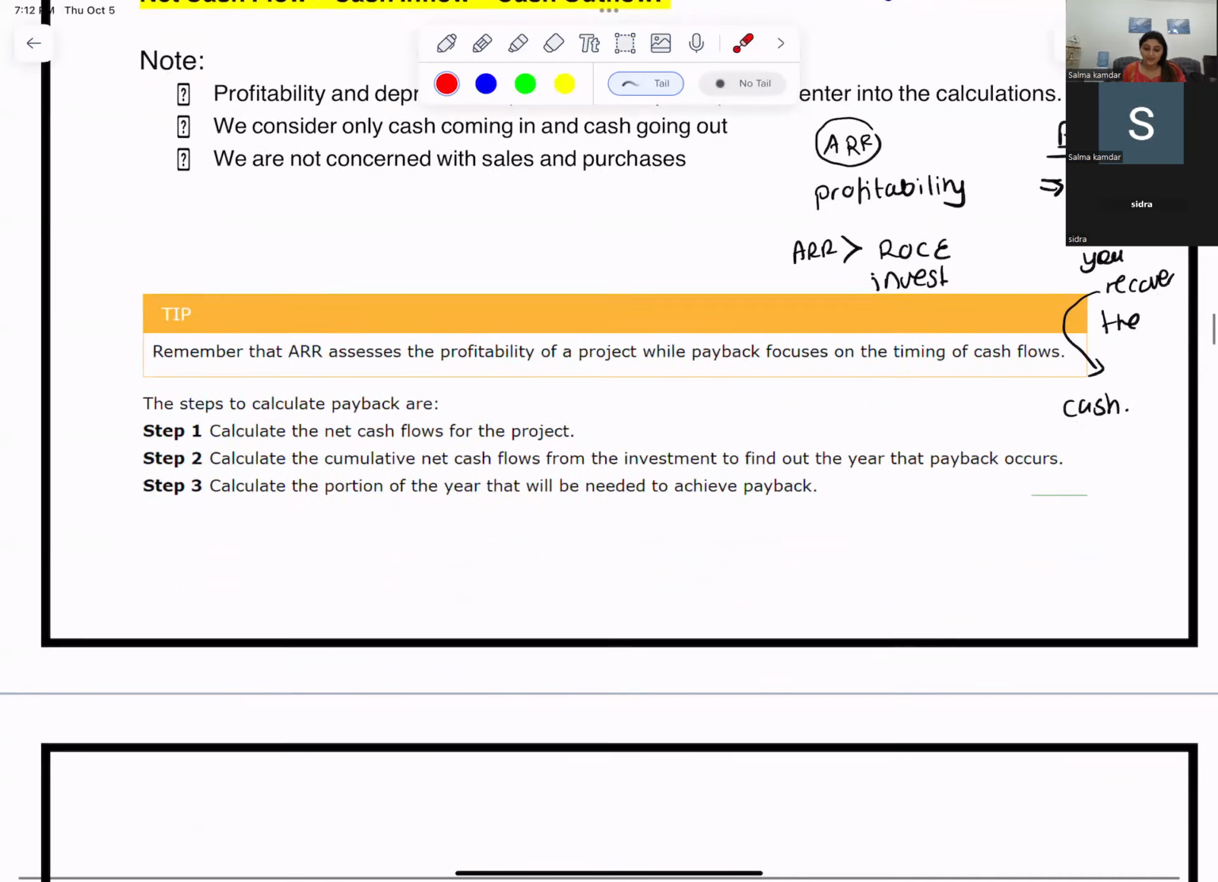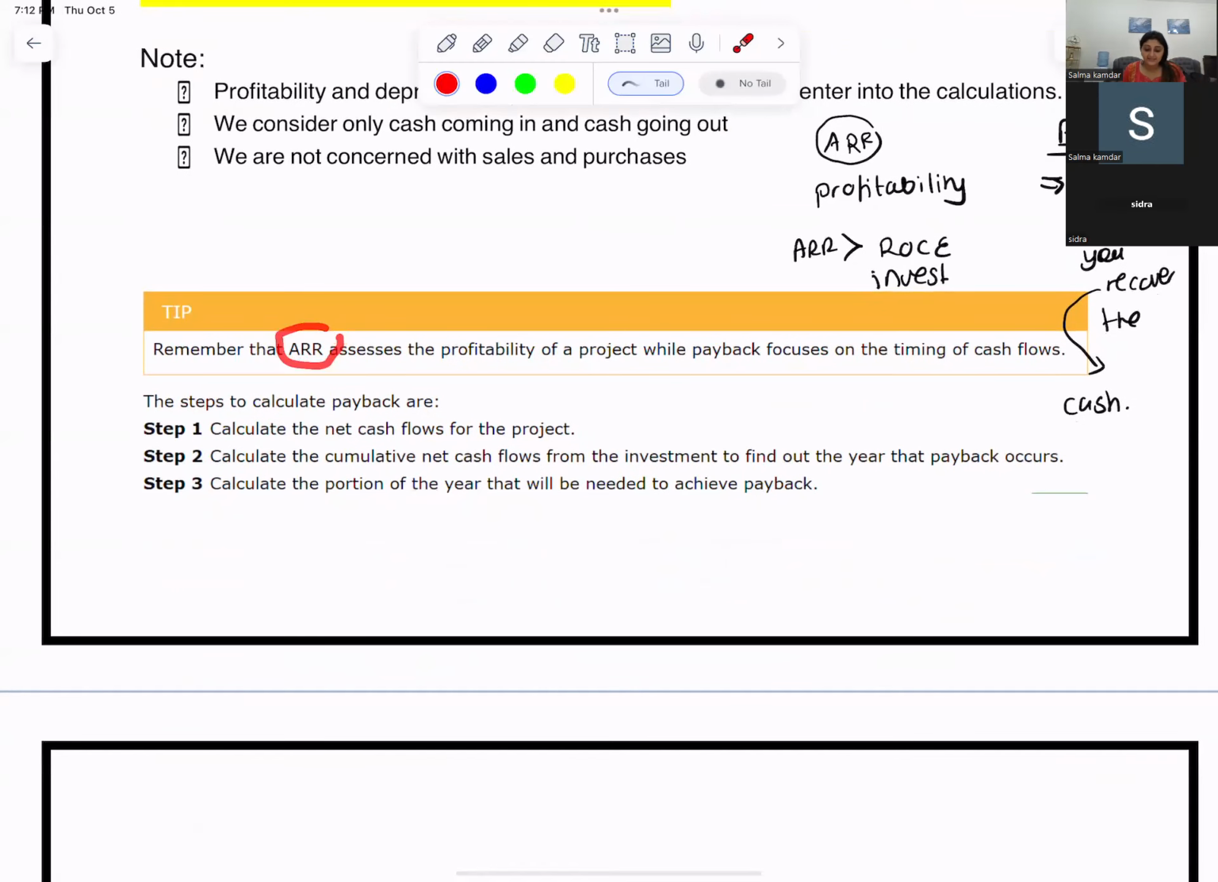You should always remember: what does ARR assess? Profit. ARR is the profitability. What does the payback period assess? Cash flow.